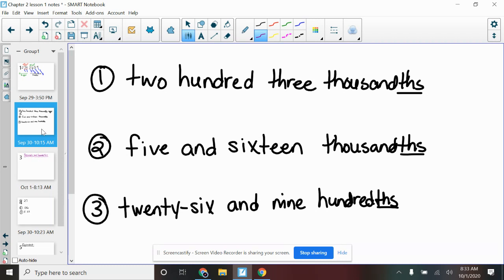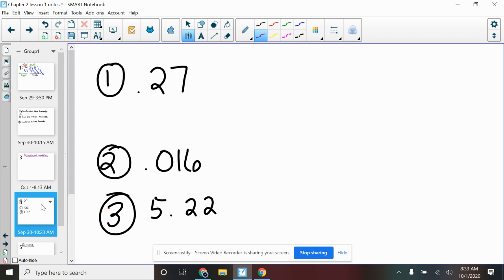All right, now some other questions that we had. On our homework last night, we did have some problems where it gave us a decimal, and they asked us to turn that decimal into a fraction. Or maybe it gave us a fraction and we had to turn the fraction into a decimal. This was what numbers 1 through 6 looked like.